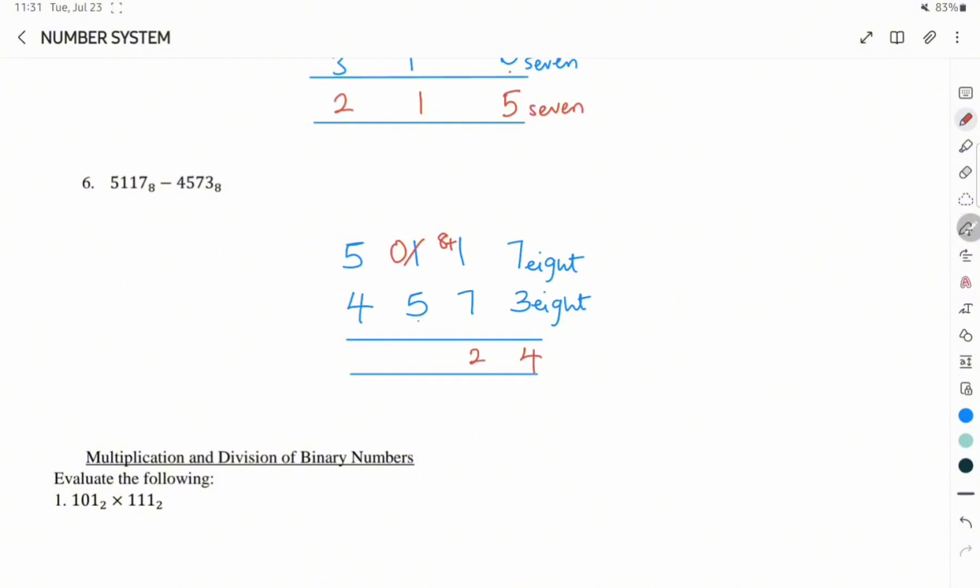Now I cannot take away 5 from 0 again, right? So I borrow 1 from 5, and this will make 4. The one that I borrowed represents 8. So 8 plus the 0 is still 8. So 8 minus 5 is 3. Since this is 4 minus 4, and that will give me nothing, that means the answer is 324 base 8.